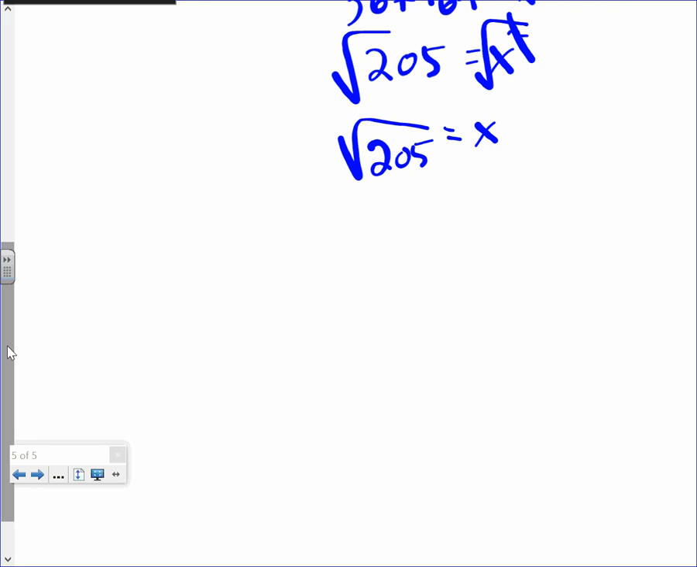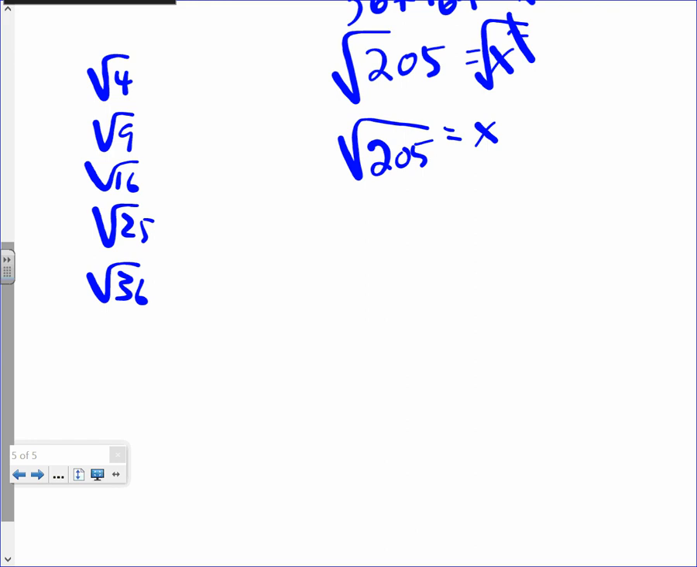So the question is, does 4 fit into 205? That's a perfect square. Is it a factor of 205? Is 9? Is 16? Is 25? Is 36? I'm looking at these to see if they're a factor of 205, so I can simplify it. So 205 divided by 4? No. 205 divided by 9? Nope. 205 divided by 16? Nah. 205 divided by 25? No. 205 divided by 36? Nope.